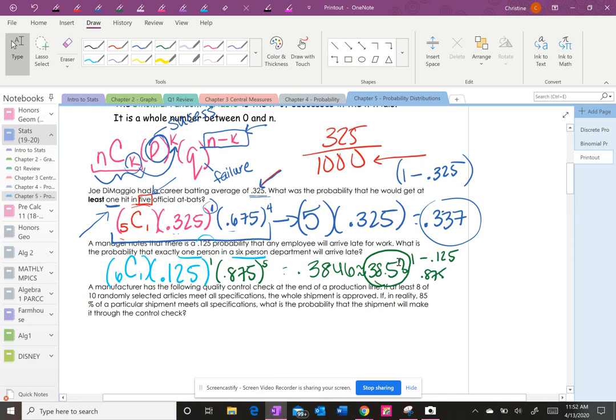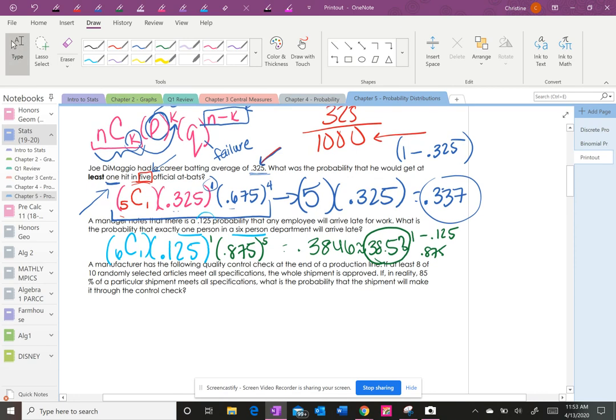Okay, I'll go ahead and do the last one. A manufacturer has allowed the following quality control check at the end of production line. At least 8 of 10 meet all specifications. The whole shipment is approved. In reality, if 85% of a shipment meets all specifications, what is the probability the shipment will make it through the control check?